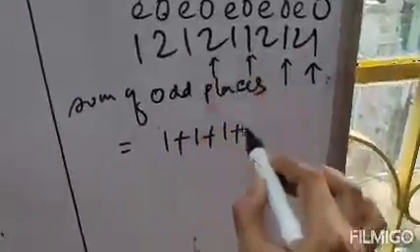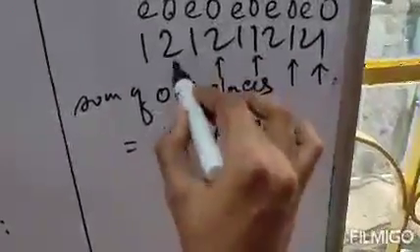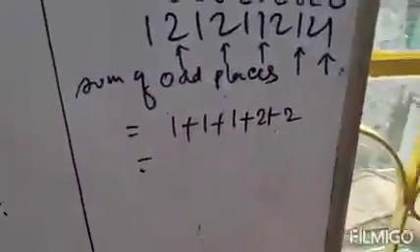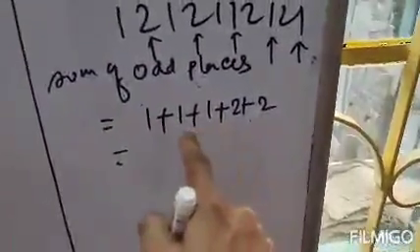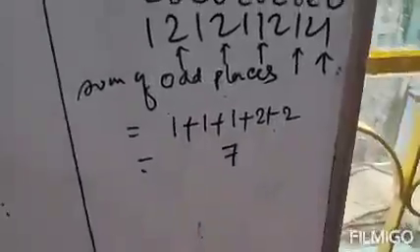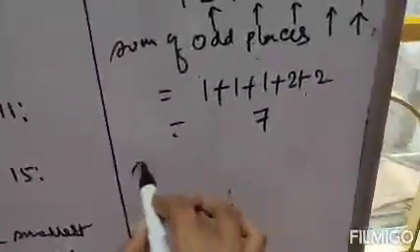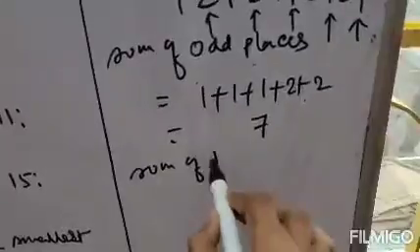This is your odd place, 2. This is your odd place, so it is 2. So what is the sum? 2 2s are 4, 4 1s are 5, 5 1s are 6, 6 1s are 7. Clear? Now find the sum of the digits at even places.